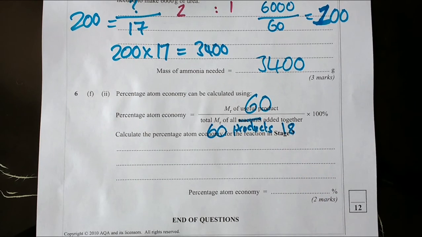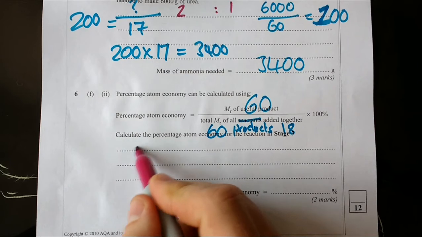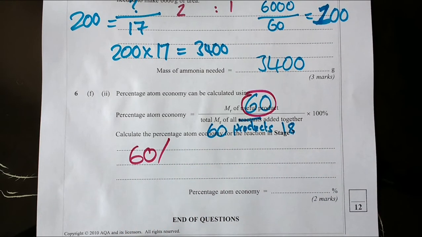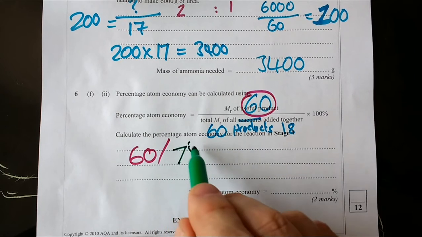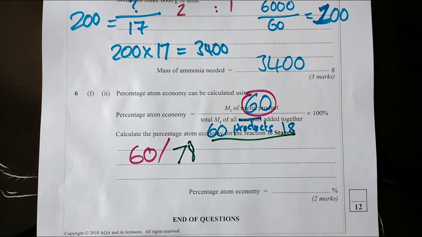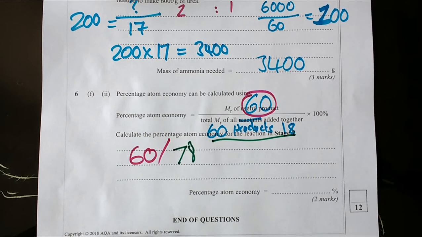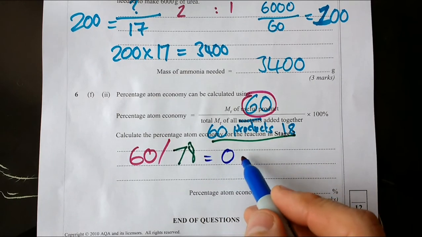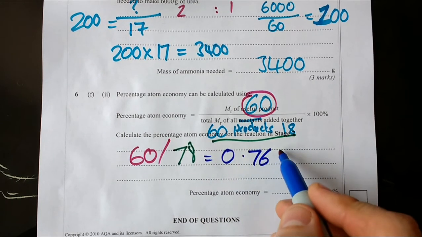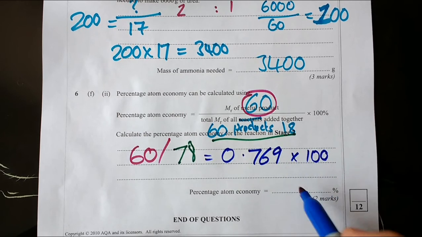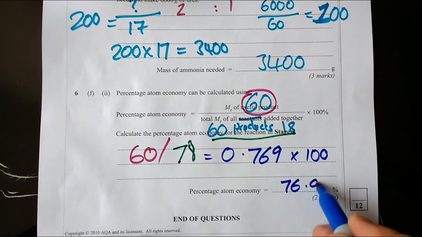So the actual equation you need to do is 60 divided by 78. And if you do that calculation on your calculator, you should come out with 0.769. That's a decimal. To get it as a percentage, just times it by 100. So you should come out with 76.9%.